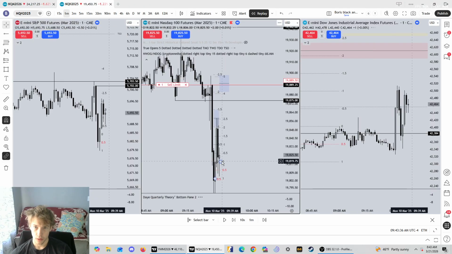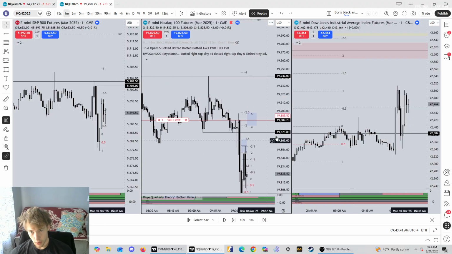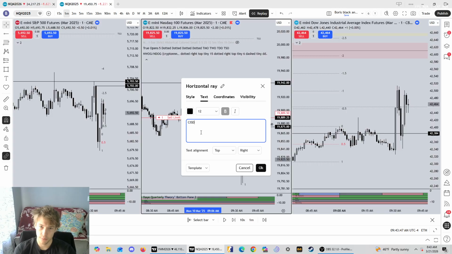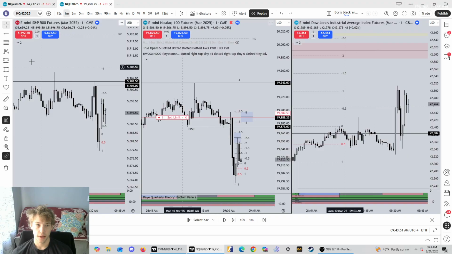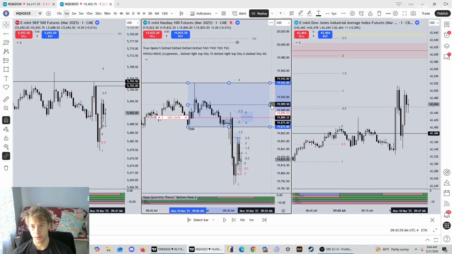Now, we go back to the idea of using this swing as the CISD right here. So, CISD. Then that means that our stop has to be at most halfway. So halfway is 908.5. 908.